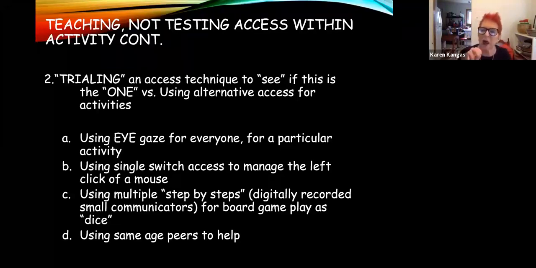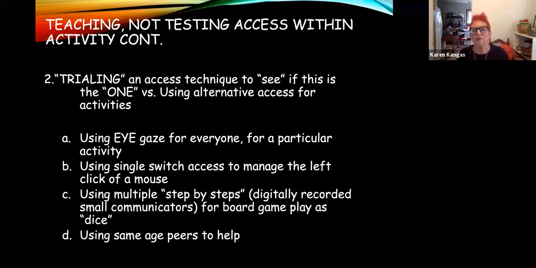The step-by-step now would say randomly dice roll. So it could say 2 + 2, or it could say 4 + 3, or it could say double sixes, however you wanted. And now that's how the game would be played by everyone. So everyone would be touching that and interpreting that. So again, same age peers totally can get into this.